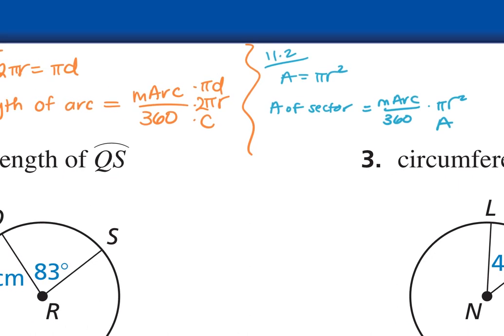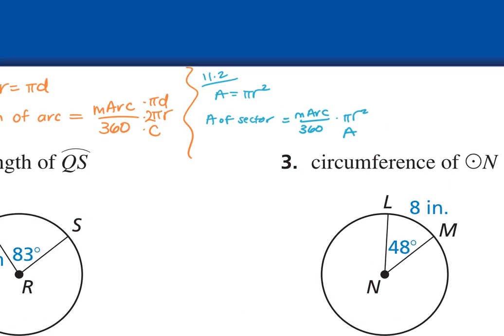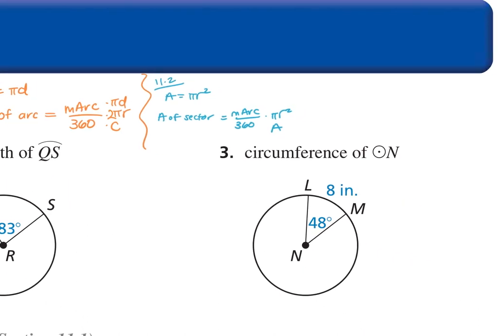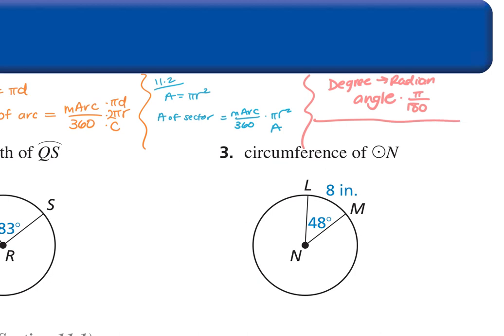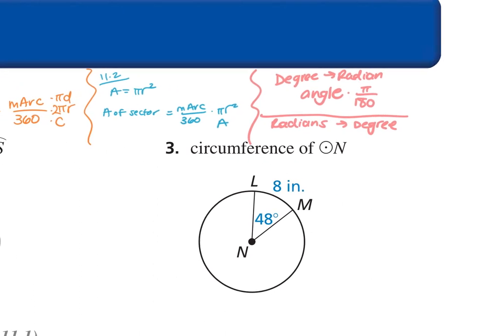I'm not done yet. There's one more thing you got to know, and that, well, two more things, really. And that is how to convert from radians to degrees and degrees to radians. Degrees to radians, you do the angle times pi over 180. And then radians to degrees, you do the angle times 180 over pi.